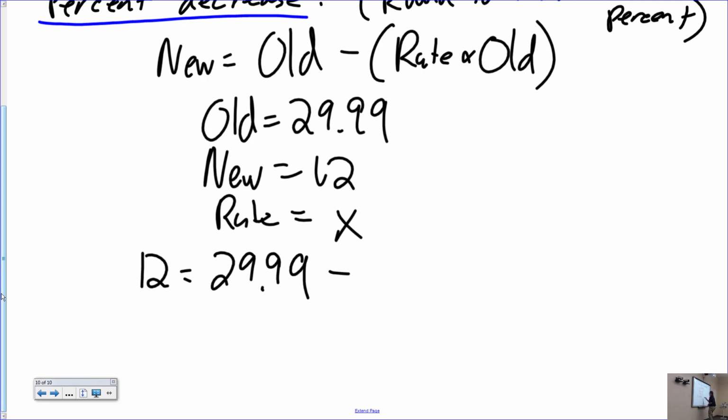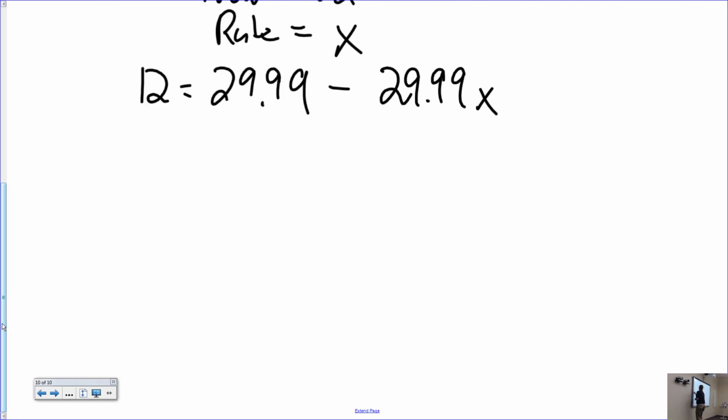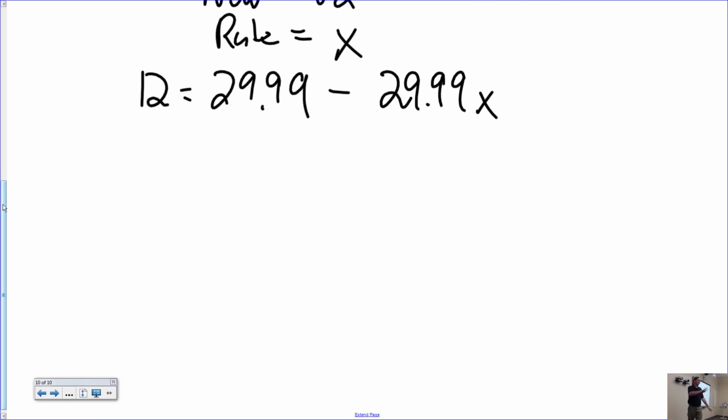So, new, 12, equals $29.99 minus $29.99x. I flipped the x and the $29.99 order, it doesn't matter. So what do I do first to get x by itself? Subtract the $29.99. Remember that this $29.99 is attached to the x. We can't do anything with it until it's alone, and then we divide by it. So here, we have to get rid of the $29.99 first.